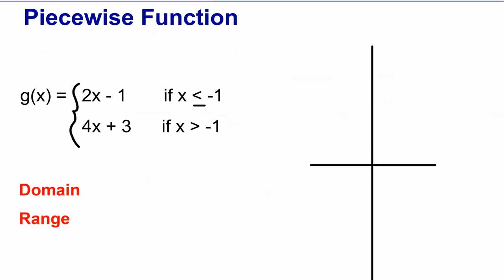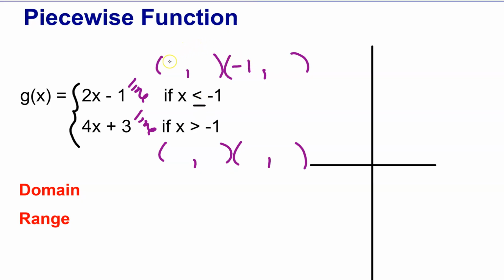Here's another piecewise function. So again, you want to make sure you're marking these. So we know this is a line and this is a line. And we need 2 points here and 2 points here. And this one is going to be less than or equal to -1. So it's going to go from -1 to less than -1. This one starts at -1 and it goes to the right or greater than.